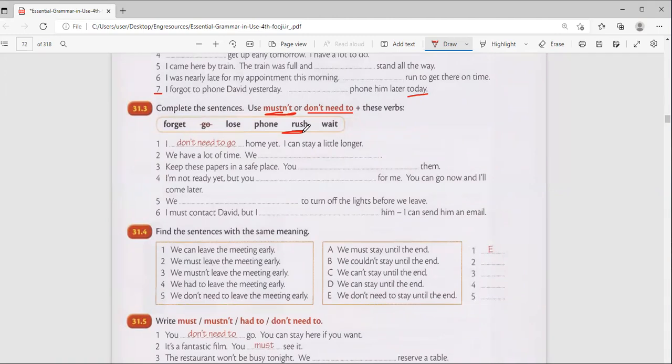Yasin? Number 3. Keep these papers in a safe place.